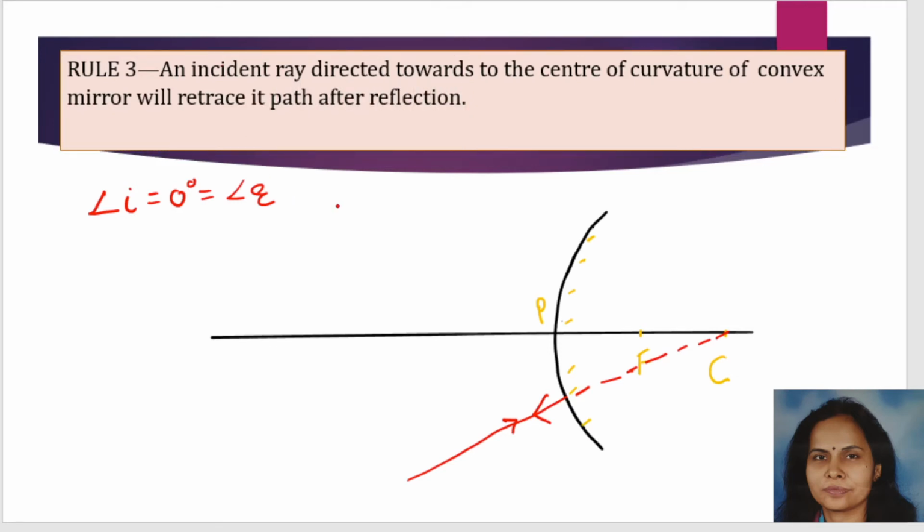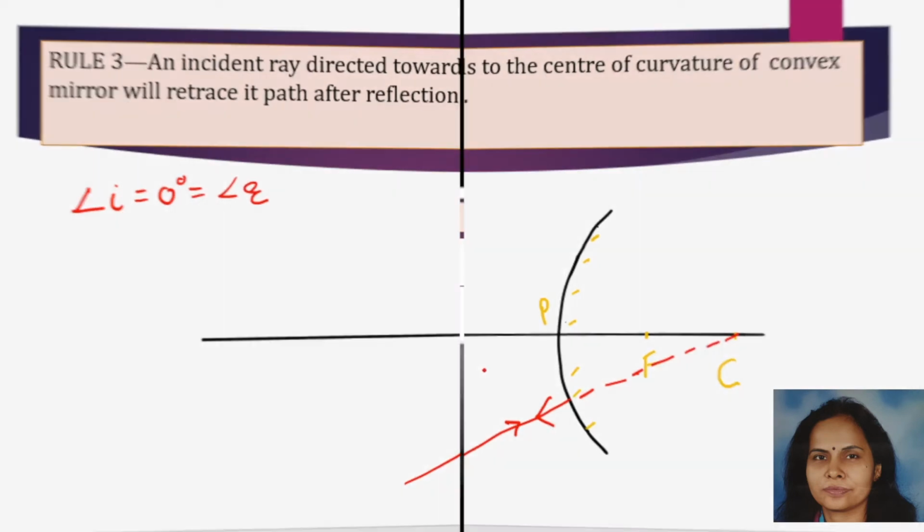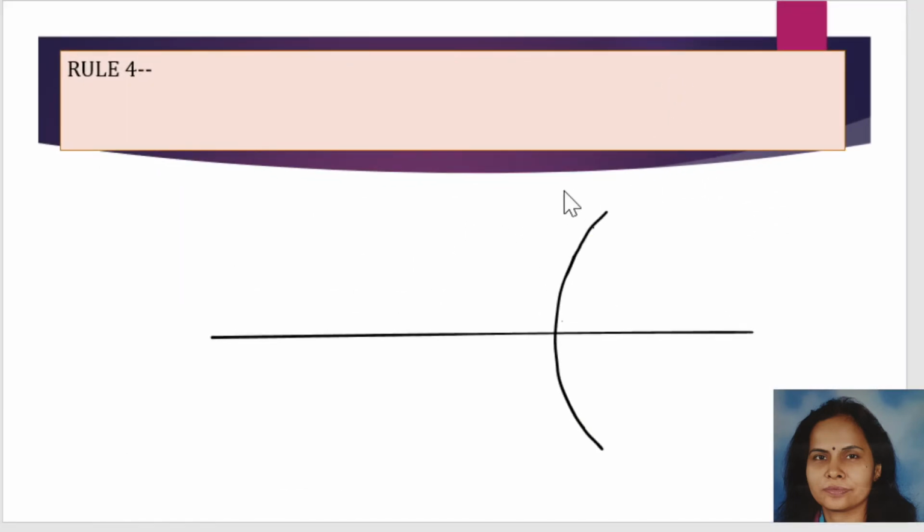So the third rule is an incident ray directed towards the center of curvature of a convex mirror. After striking the mirror, it will retrace its path. Right? Now let's move on to rule number 4, P, F, and C.